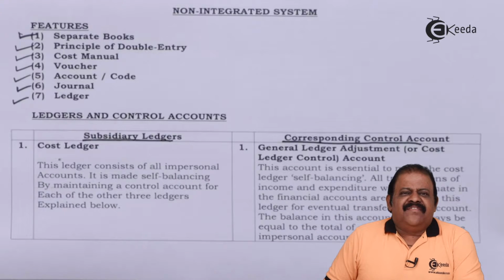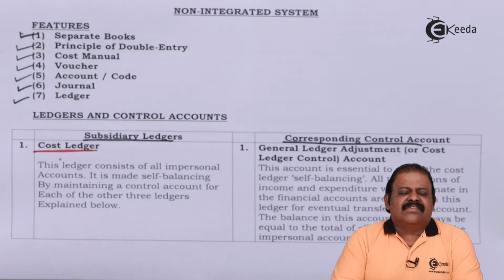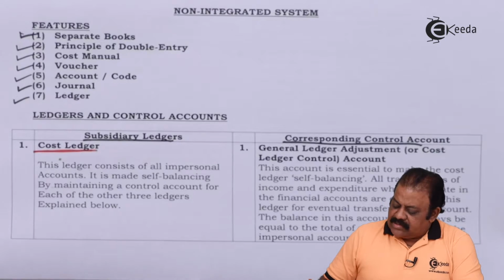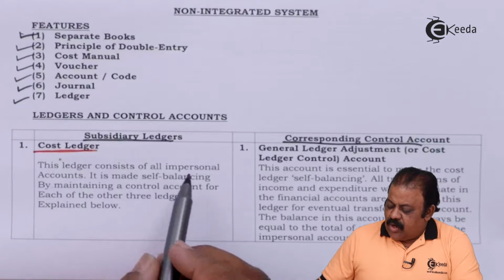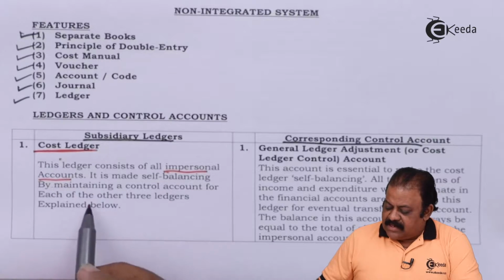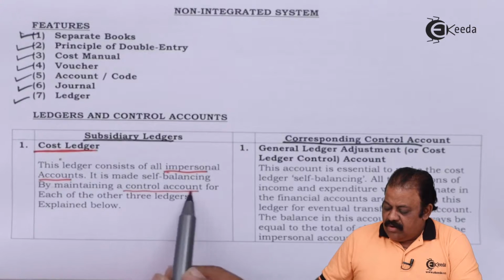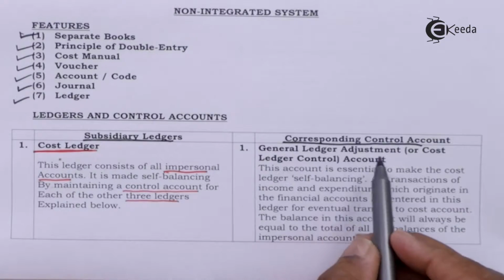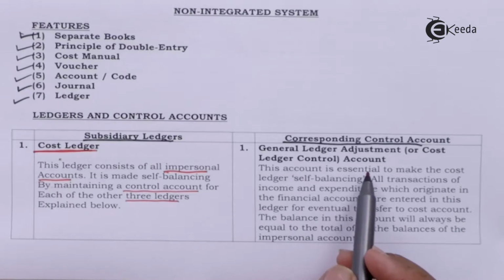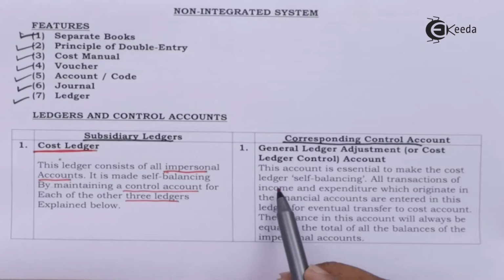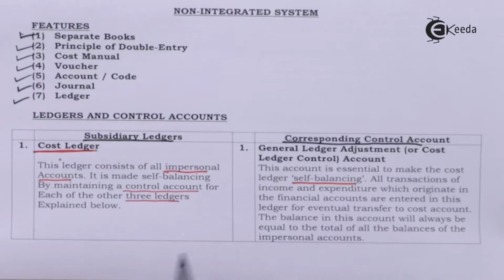To complete the effect of double entry, in the cost ledger we maintain the cost ledger control account. The cost ledger consists of all impersonal accounts. It is made self-balancing by maintaining a control account for each of the other three ledgers. General ledger adjustment or cost ledger control account. This account is essential to make the cost ledger self-balancing.